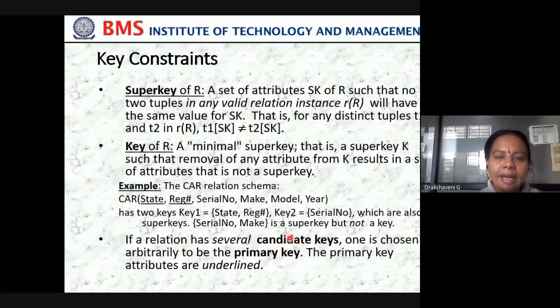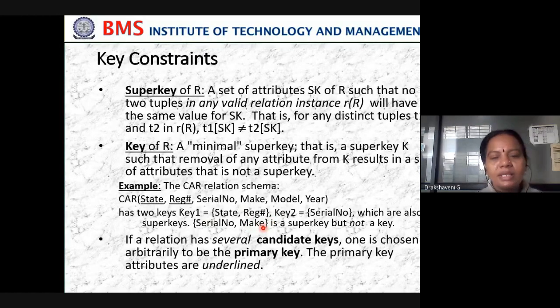So what is a candidate key? Now I have state and register number. I have a serial number. I have a serial number and the year in which they were manufactured. Like this, I may have so many. In that case, if I have several candidate keys, then I arbitrarily take one as the primary key.